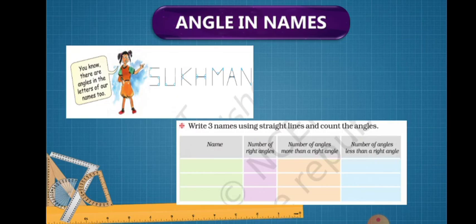Angles in names. You know there are angles in the letters of your names too. Yes, Suhuman. Each letter of this word Suhuman has different angles. Write 3 names using straight lines and count the angles. You have to write down some names and the number of right angles present in the letters of the names, the number of angles more than a right angle in this column, and the number of angles less than a right angle in this column.